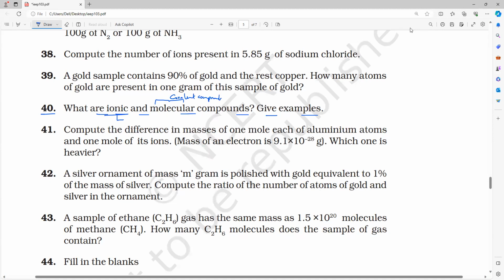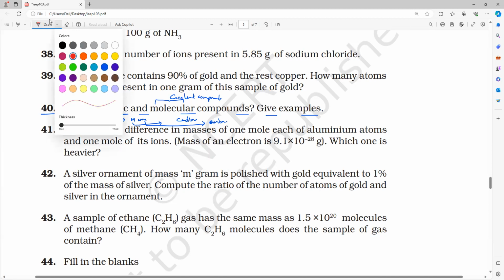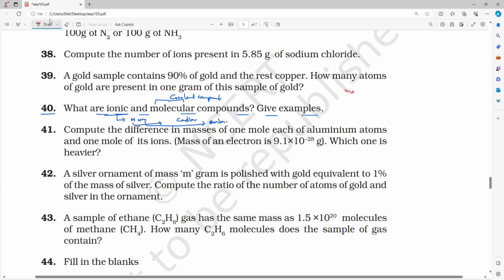If you take ionic compounds, basically they are made up of one metal and another one, a non-metal. Metals form cations and non-metals form anions. So ionic compounds are made up of oppositely charged ions.